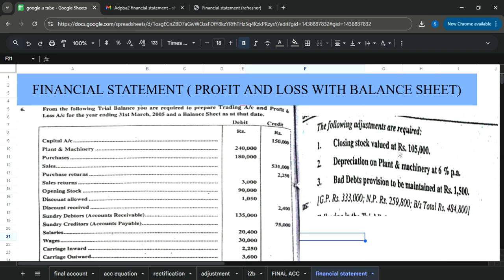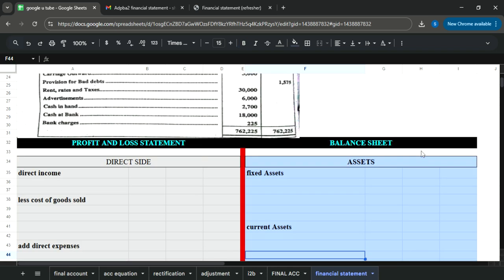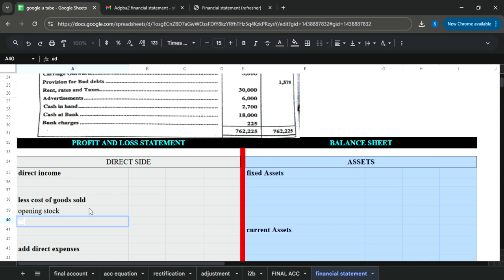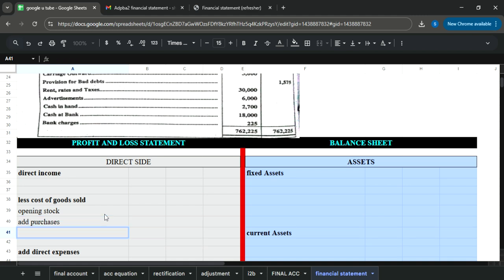We will start from the adjustment side, from the right side. Number 1, closing stock 105,000. As usual, you will go to cost of goods sold, where the first part would be opening stock, and then you will add your purchases and you will subtract your closing stock. Why did I leave one line over here?